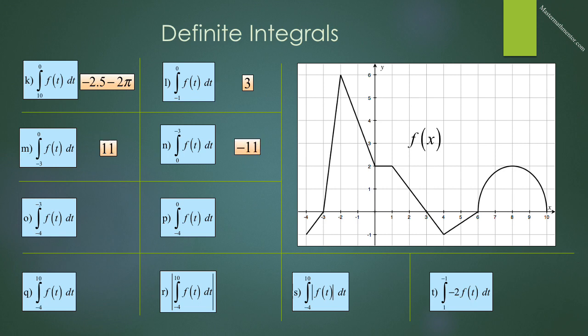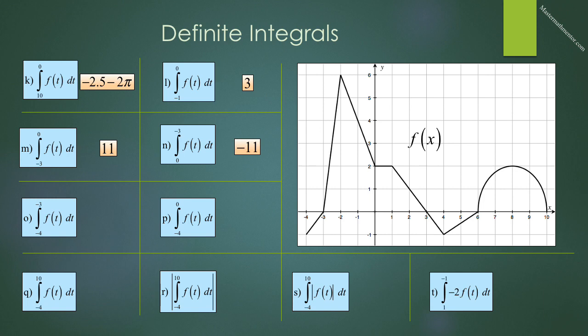Number 5 reads the integral from negative 3 to 0 of f of t dt. This involves some work. We first look at the integral from negative 3 to negative 2 and realize that that's a right triangle with base 1 and height 6, so its area is 3.